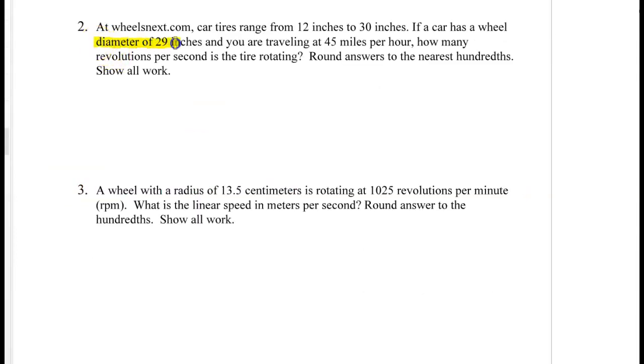For problem number 2, again, we have a wheel. The diameter is 29 inches. Now, sometimes we will give you the radius, so make sure you read carefully. You are traveling at 45 miles per hour, and we want to know how many revolutions per second the tire is rotating. So I'm going to start with my rate, 45 miles per hour, and I want per second.